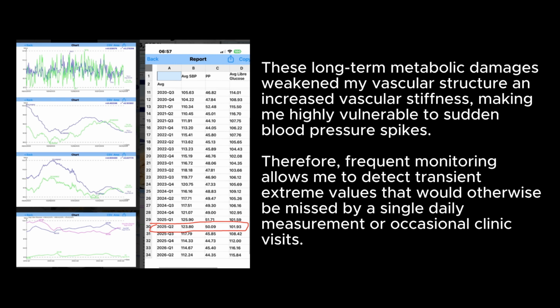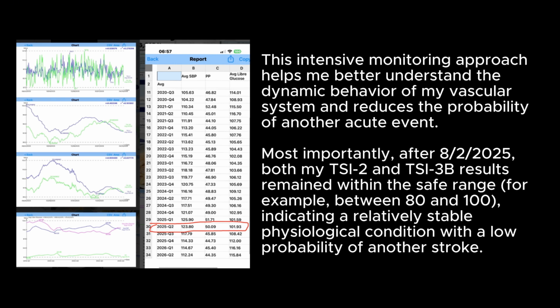or occasional clinic visits. This intensive monitoring approach helps me better understand the dynamic behavior of my vascular system and reduces the probability of another acute event, most importantly after the 2nd of August 2025.